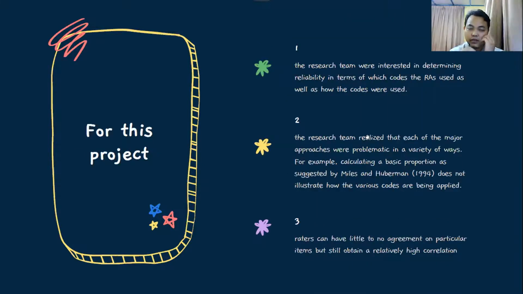For this project, the research team was interested in determining reliability in terms of which codes the RAs used, as well as how the codes were used. The research team realized that each of the major approaches was problematic in a variety of ways. For example, calculating a basic proportion as suggested by Miles and Huberman (1994) does not illustrate how the various codes are being applied. The raters can have little to no agreement on particular items, but still obtain a relatively high correlation.